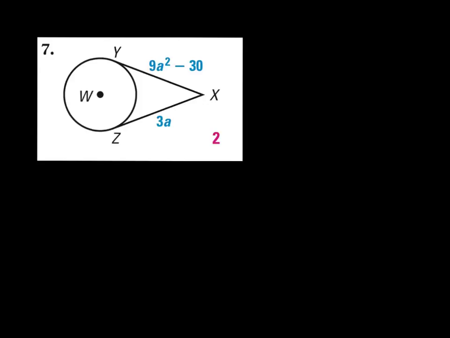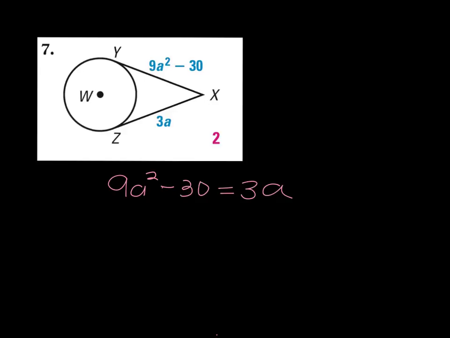All right, so we're going to go back through the examples from their questions, from the chapter review. So number 7 wanted you to solve for A. This is 2 tangents. So what's true about 2 tangents that come from the same point on the outside of the circle? They equal each other. So in this case, 9a squared minus 30 would equal 3a.